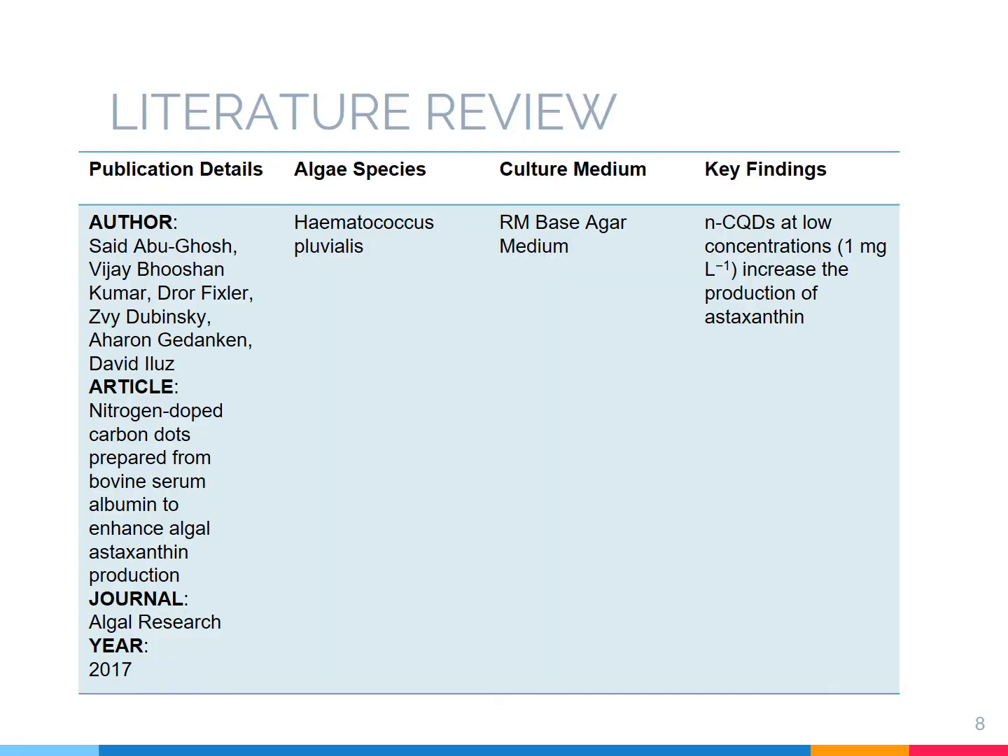The other finding that I found is on the species Haematococcus pluvialis, regarding the production of astaxanthin, which is a red pigment, for chlorophyll concentration. The culture medium that was used is RM-based agar medium, where it also used n-CQDs. However, at low concentration, it will increase the production of astaxanthin.